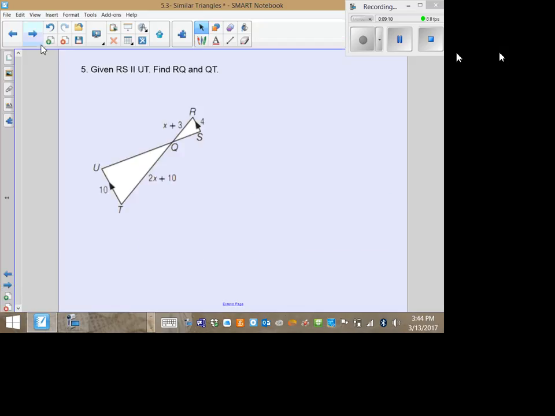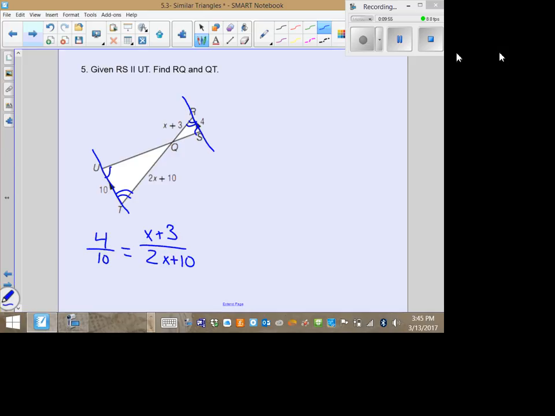So here, given that RS is parallel to UT, we want to find RQ and QT. So since we have parallel lines, we know that our alternate interior angles are congruent, so we can mark those. And we want to find RQ and QT. So the triangles are similar by AA. And so then we know that our 4 over our 10 for our scale factor has to equal our x plus 3 over our 2x plus 10 for the same scale factor.